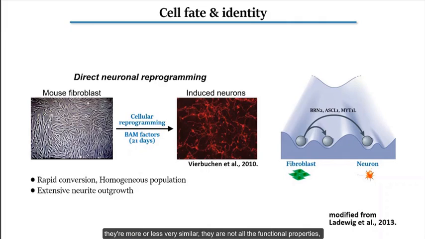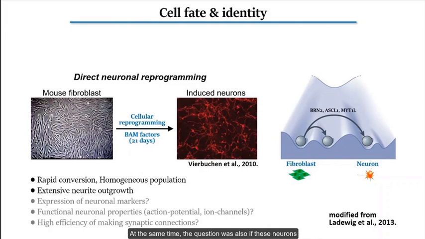All these neurons are more or less very similar. They have all the functional properties, which I'll talk about later, but at least morphologically they look very homogeneous, and they have extensive neurite outgrowth, as you can tell already from this data. At the same time, the question was whether these cells generated from reprogramming express neuronal markers, how to measure them using an electrophysiology rig, and how to measure ion channels, particularly these two for today. Neurons do have these properties, and it's very important to see that these cells are completely functional.